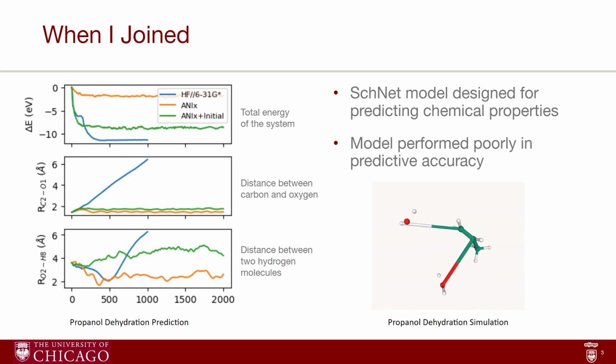The top graph shows the total energy of the system, the middle graph shows the distance between this carbon and this oxygen, and the bottom graph shows the distance between this hydrogen and this hydrogen. As you can see, the models aren't very close to the simulation it's trying to reproduce.